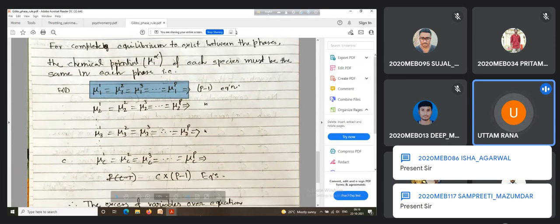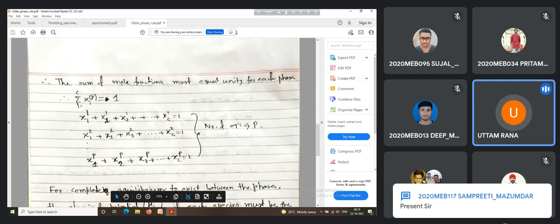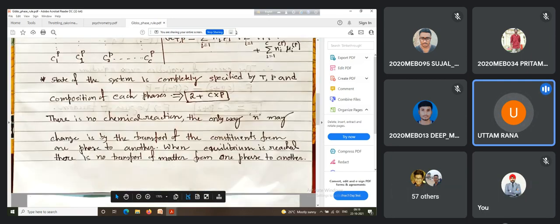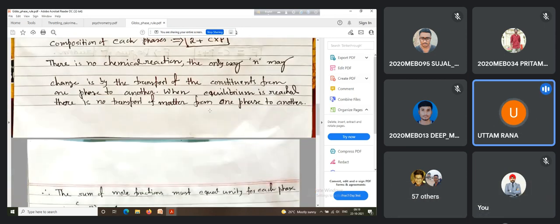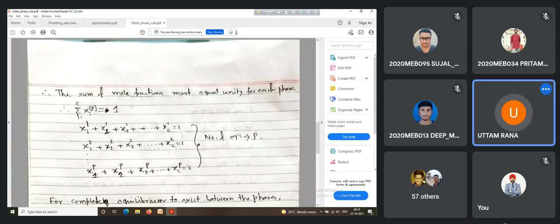So how many equations altogether do we have? We have the number of unknowns to be specified for the system, which is C into P plus 2, where 2 stands for T and P, and C into P stands for the compositions. Then we have the constraint equations, which say that the mole fractions of the different species present in the different phases, their sum has to be 1 for each of the phases.